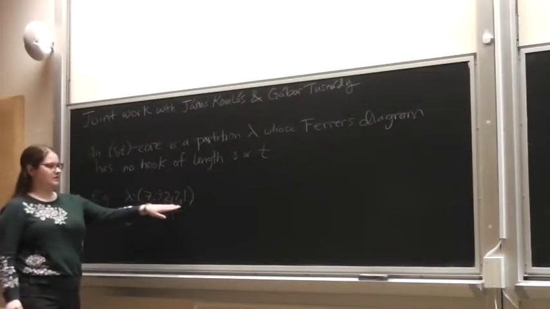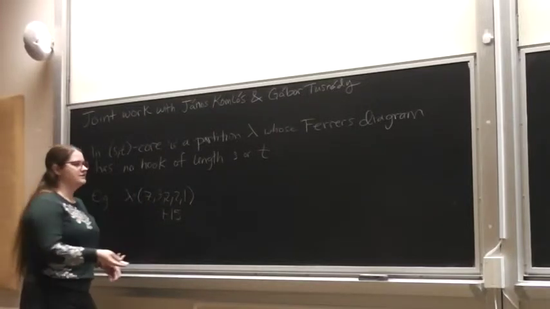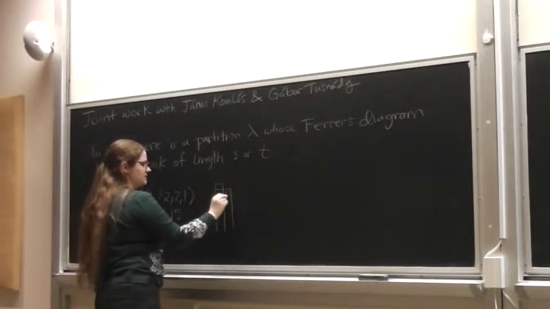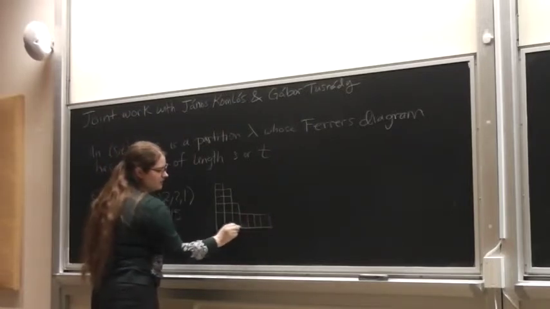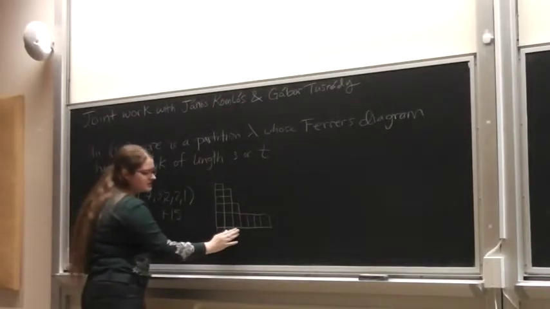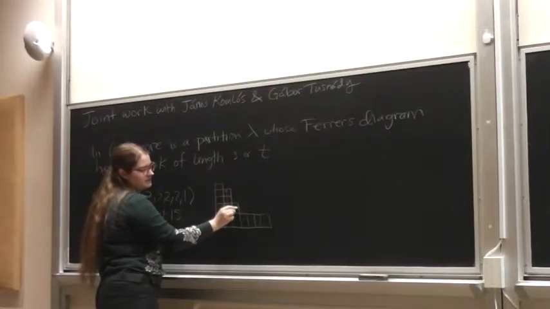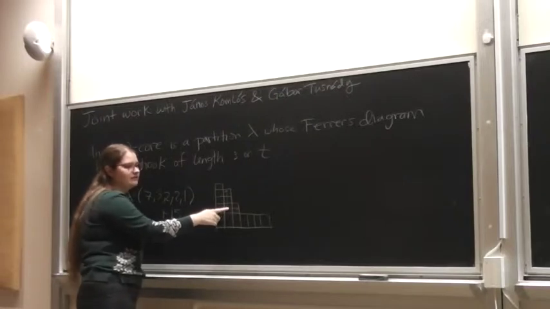It's a weakly decreasing sequence of positive numbers, and they add up to something. That's the number we're partitioning, or the size of the partition. And then we associate to this a Ferrers diagram, which is just a collection of left-justified boxes so that the ith row has lambda i boxes. So the bottom row has length 7, then 3, 2, 2, 1. And each cell in this diagram has a hook. So for this cell, the hook is everything above that cell and everything to the right of that cell. And the hook length is just the number of boxes. So this hook has length 4.